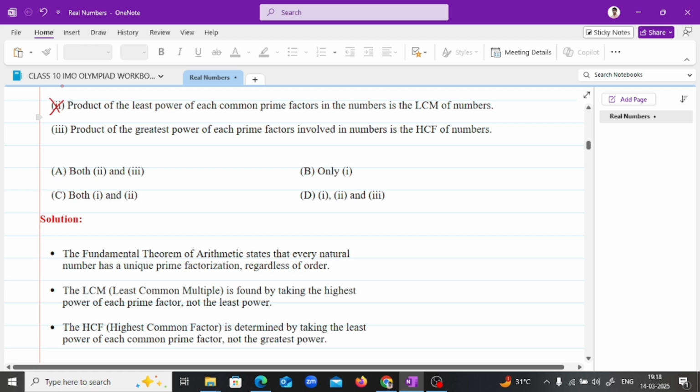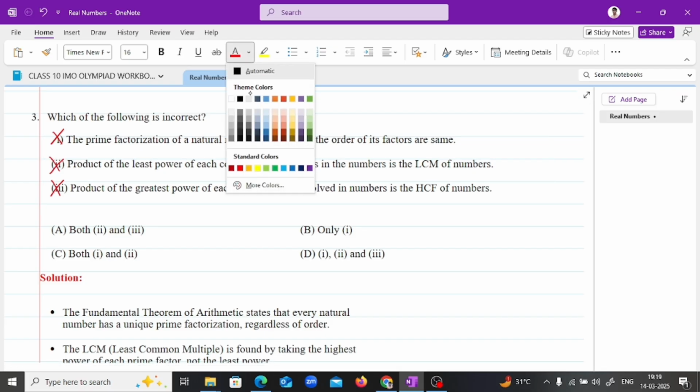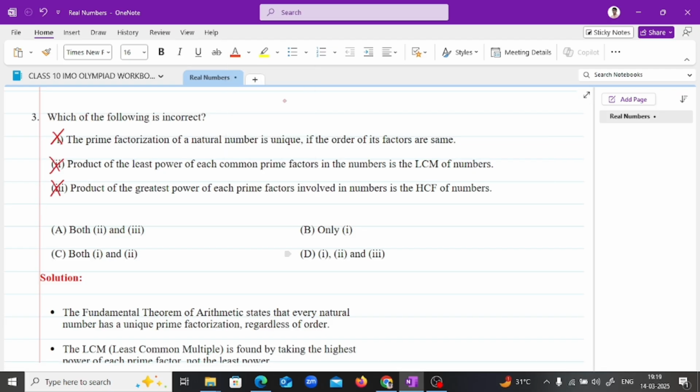And the third definition, the definition of HCF, that is the definition of highest common factor, states that HCF is determined by taking the least power of each common prime factor, not the greatest power. Since the third statement incorrectly refers to the greatest power, it is also incorrect. So statement 3 is also incorrect. That is first, second and third, all three are incorrect. So our correct option will be option number D. Okay.